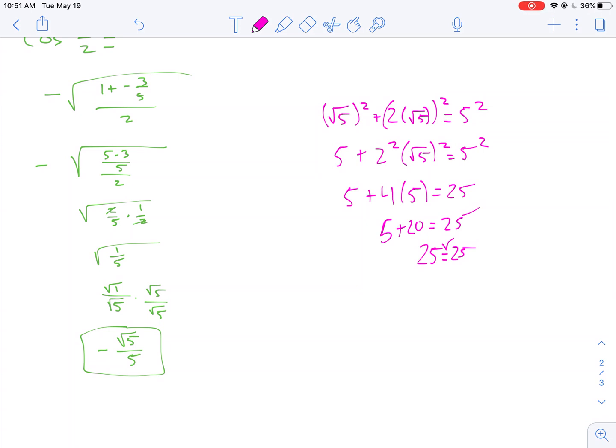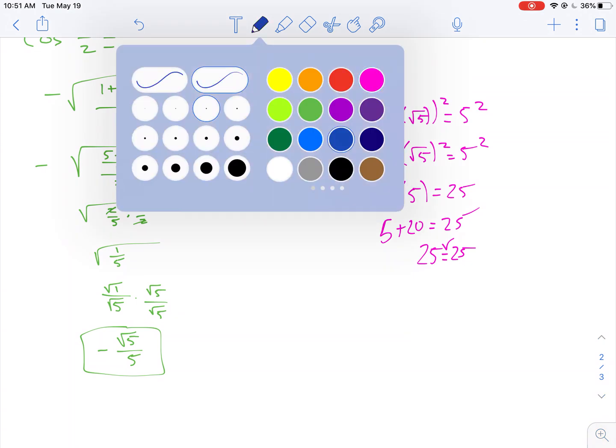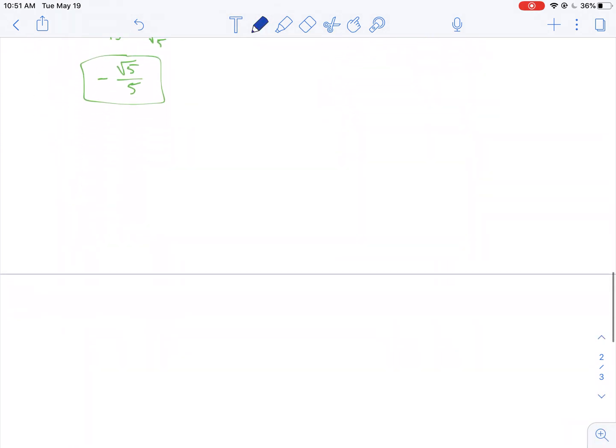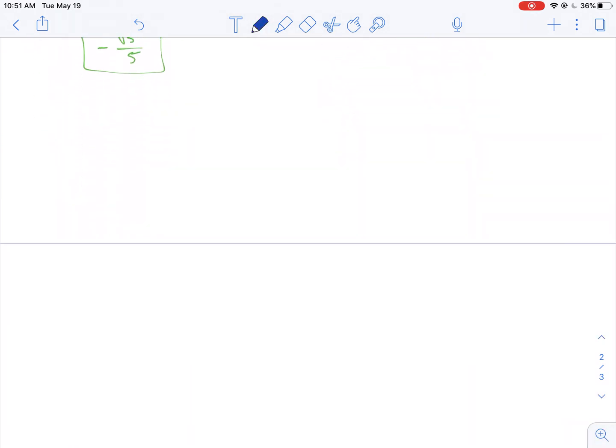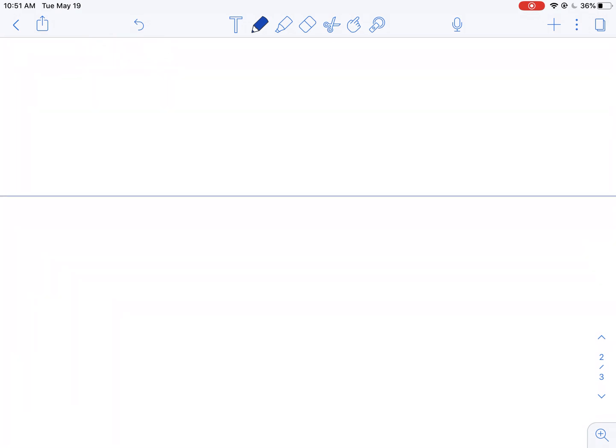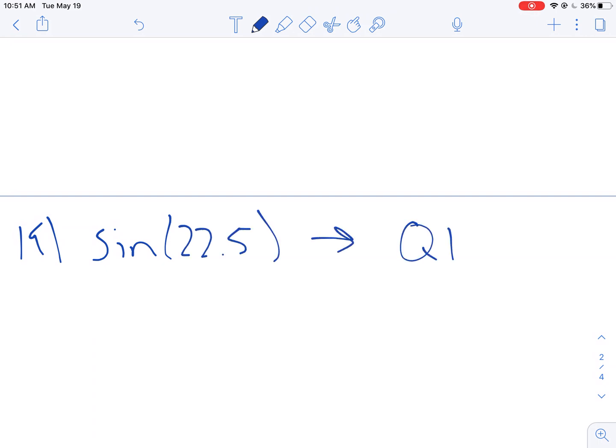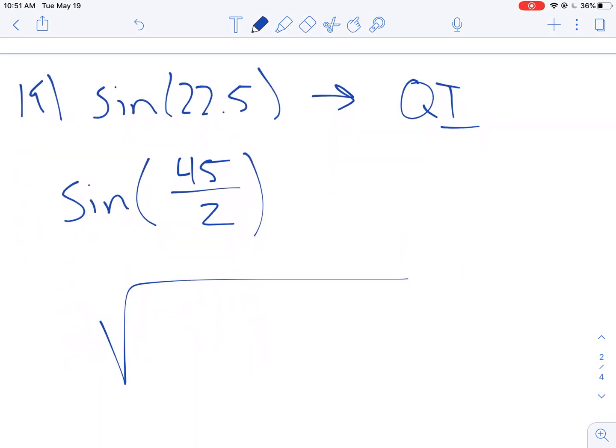And 7 through 10 are all like that. 19 through 28, this is where you actually have to go through and know what angles you're talking about. For example, on number 19, we're talking about the sine of 22.5. This one's really straightforward in the sense that you know that this is in quadrant 1. 22.5 is the same thing as the sine of 45 degrees over 2. So I'm going to plug this into that formula.